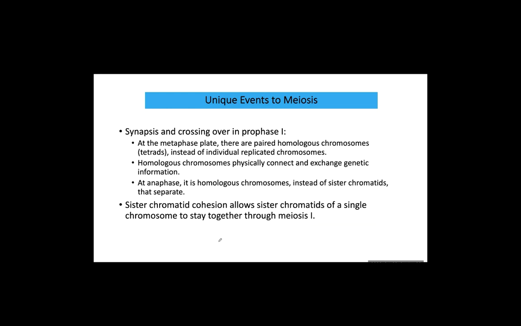So there's some uniqueness to meiosis compared to mitosis. That is synapsis and crossing over in prophase one. At the metaphase plate, in other words the equatorial plate, there are paired homologous chromosomes instead of individual replicated chromosomes. Another uniqueness is that homologous chromosomes physically connect and exchange genetic information by way of crossing over to form chiasmata or chiasma. At anaphase, it is homologous chromosomes instead of sister chromatids that separate during meiosis. So sister chromatids adhere tightly throughout meiosis one.